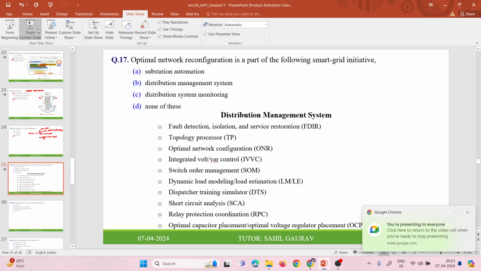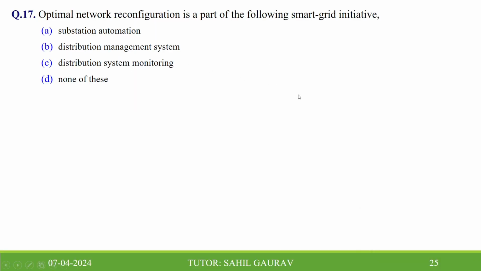Actually, sir, there are some problems regarding reconfiguration, because it causes some confusion. Distribution system planning and reconfiguration. Because in case of objectives and constraints, variables, it creates some problems. I think we have covered this optimization objective for reconfigured networks. So optimal network reconfiguration does not come under substation automation, because substation automation has a different meaning, and monitoring we do in real time, while the distribution management system comes under planning. So for this problem, B is the correct answer, distribution management system.